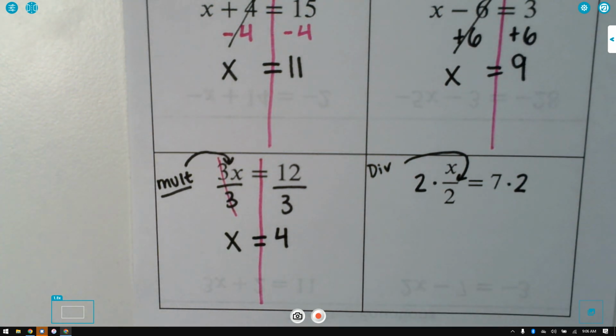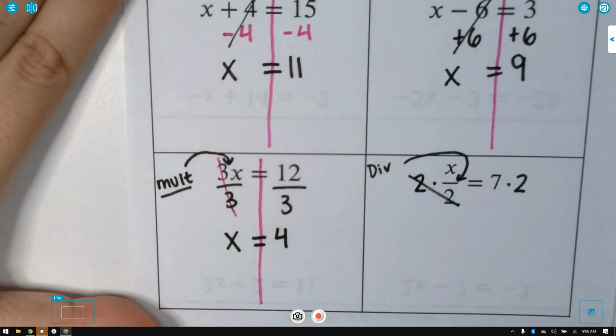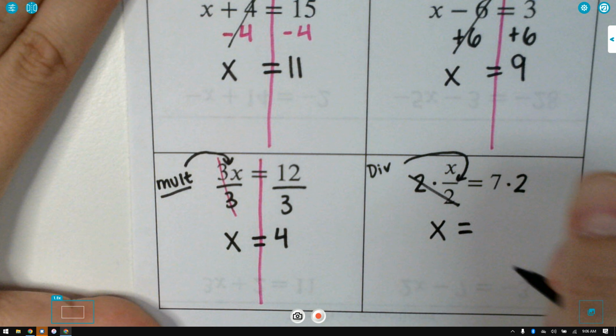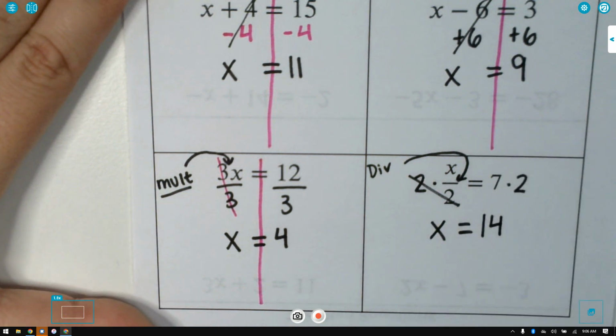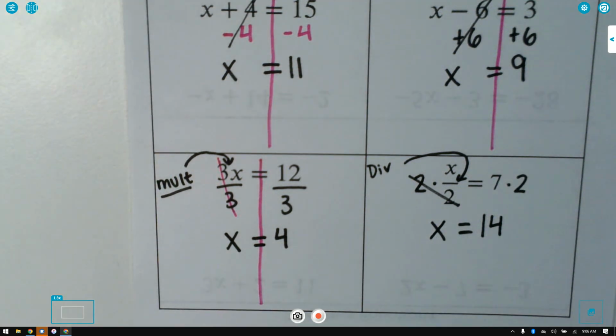So opposite of division is multiplication. So I'll multiply both sides by 2. These 2's cancel out, so I just have an x on the left. And on the right side, 7 times 2 is 14. Okay. Any questions right now about problems on this side?